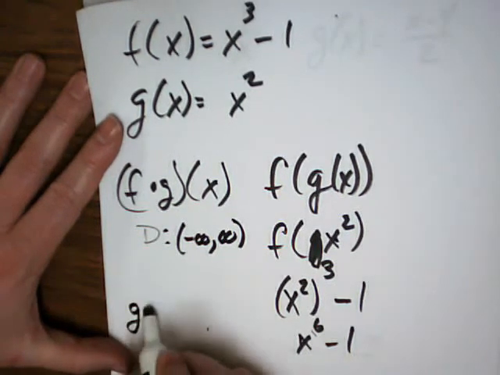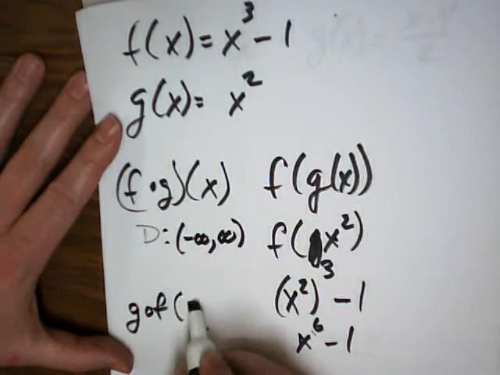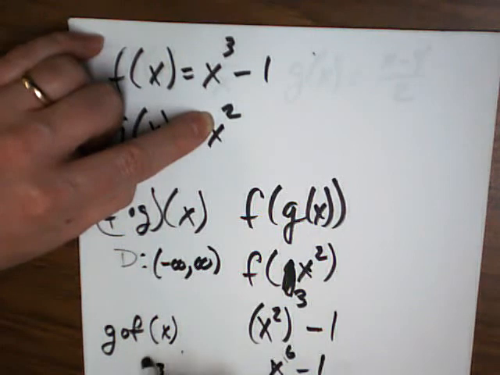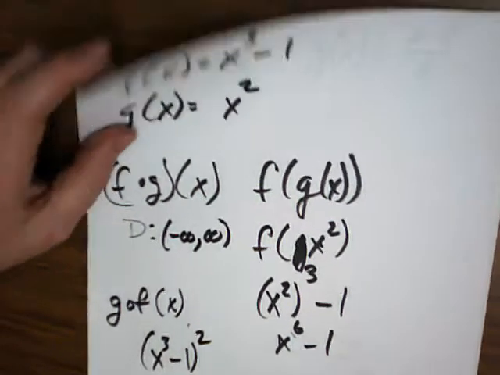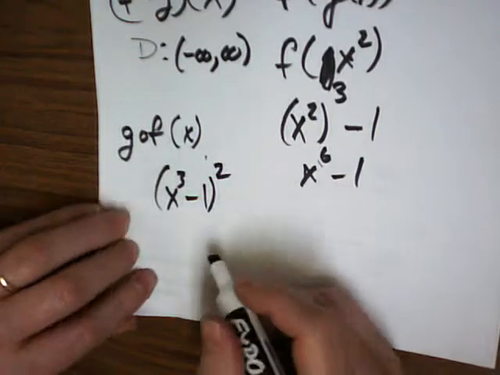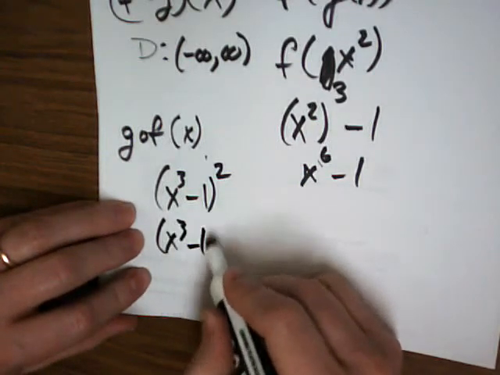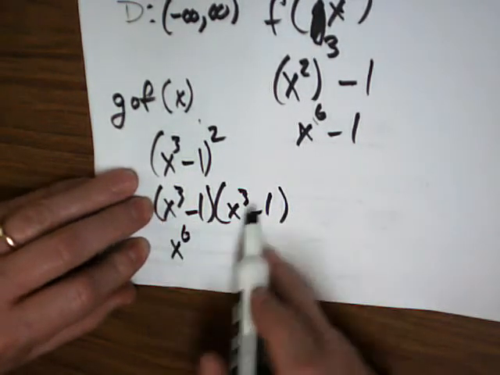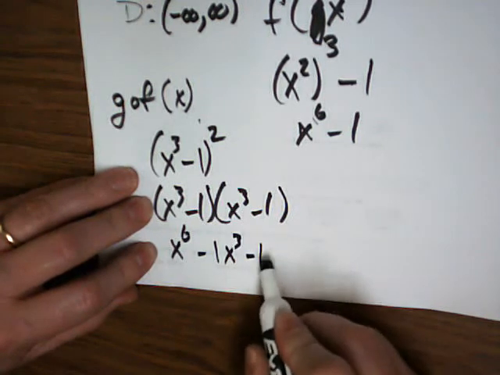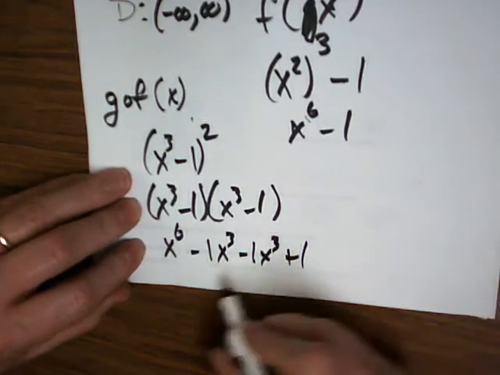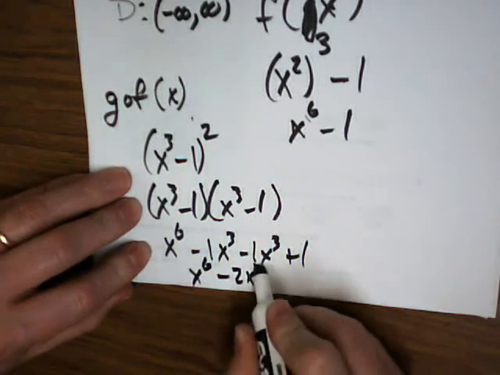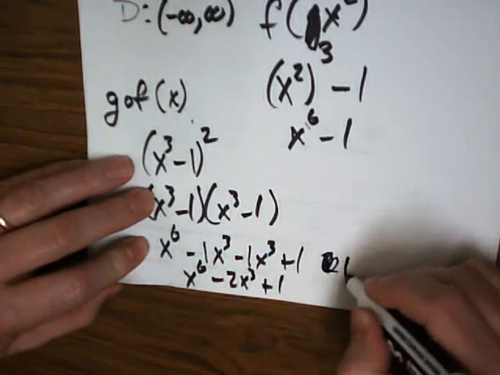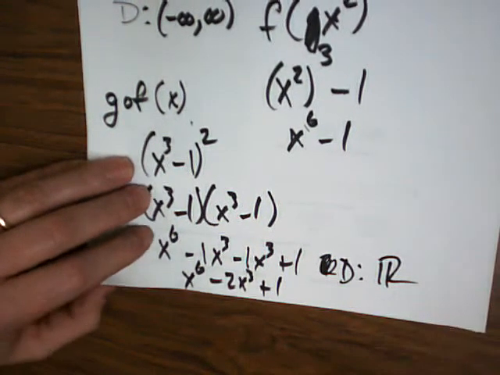If I flipped it, g composed of f, I'm going to take f and plug it into g. So f goes into this. So x cubed minus 1 squared. That would be x cubed minus 1 times x cubed minus 1. So that's x to the 6th minus x cubed minus x cubed plus 1. So I wind up with x to the 6th minus 2x cubed plus 1. And the domain of that would be all real numbers. Or in interval notation, you write it like that.